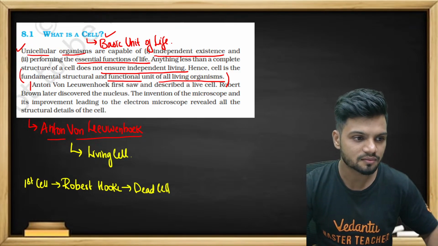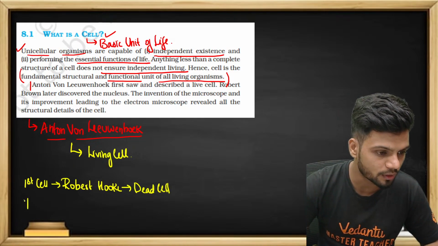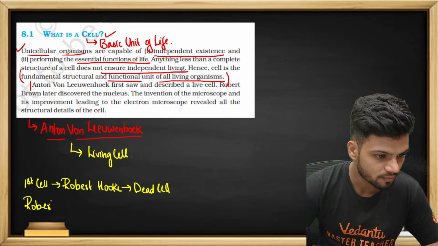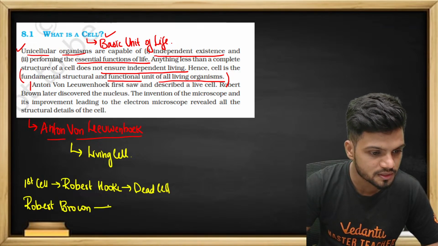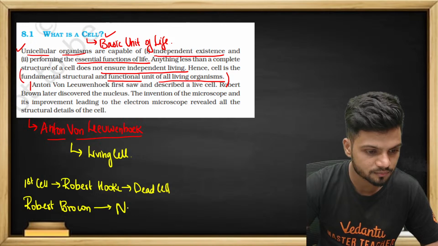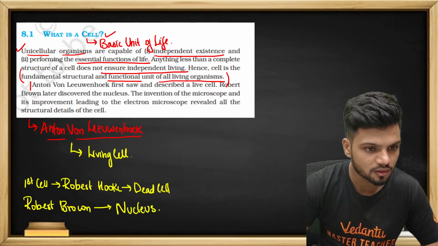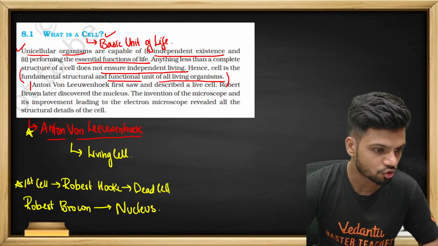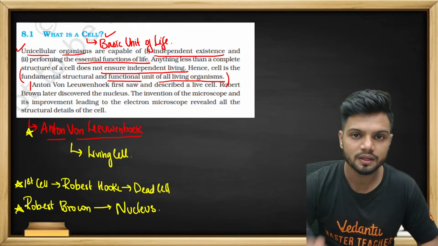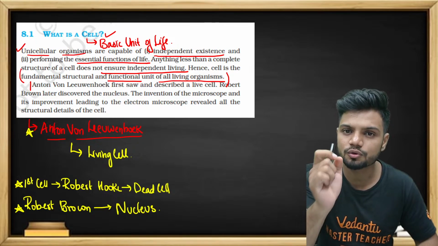Okay, next, one more scientist is called Robert Brown. Robert Brown discovered the nucleus. So three different scientists: Anton von Leeuwenhoek, Robert Hooke, Robert Brown. Three different scientists' names you need to know.